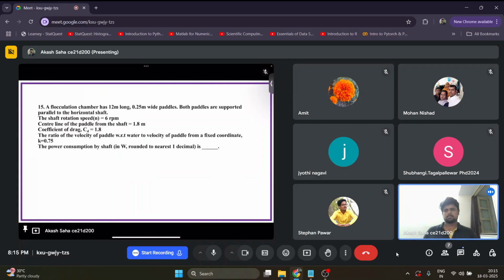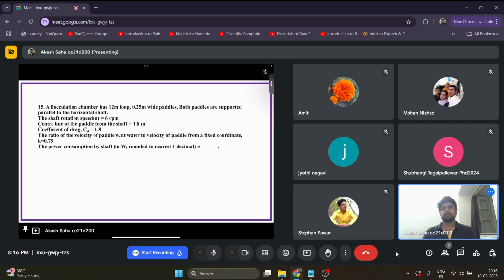Right, so this is the answer. Next problem. A flocculation chamber has 12 meter long, 0.25 meter wide paddles. Both paddles are supported parallel to the horizontal shaft. Okay, so two paddles are there.